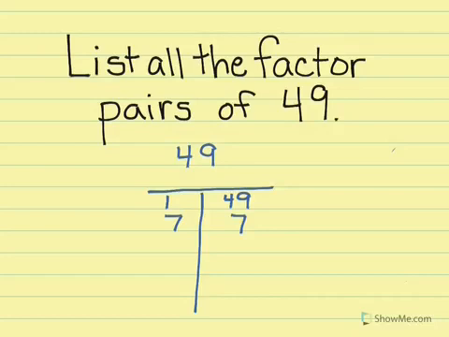8, no. 9, nope. And then 10. I think I have all the factor pairs of 49. So I can list them: 1 and 49 and 7 and 7.